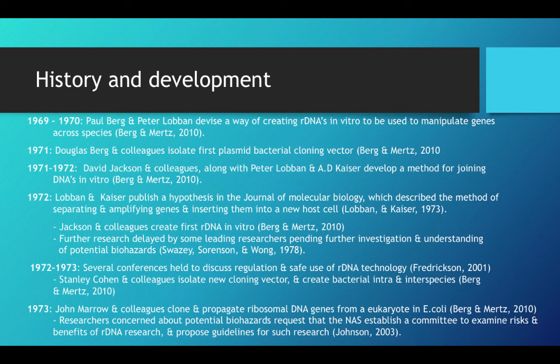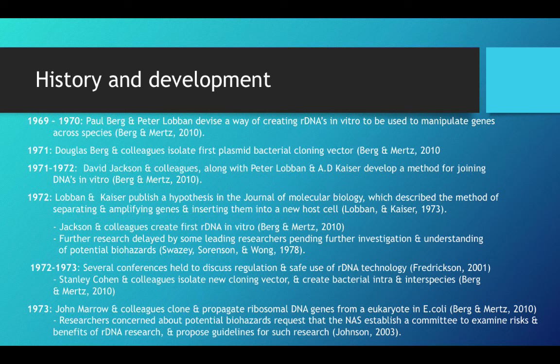I will now discuss the history and development of recombinant proteins and recombinant DNA technology. During 1969 to 1970, Paul Berg and Peter Loban devised a way of creating recombinant DNAs in vitro to be used to manipulate genes across species. In 1971, Douglas Berg and colleagues isolate the first plasmid bacterial cloning vector. During 1971 to 1972, David Jackson and colleagues, along with Peter Loban and A.G. Kaiser, develop a method for joining DNAs in vitro.